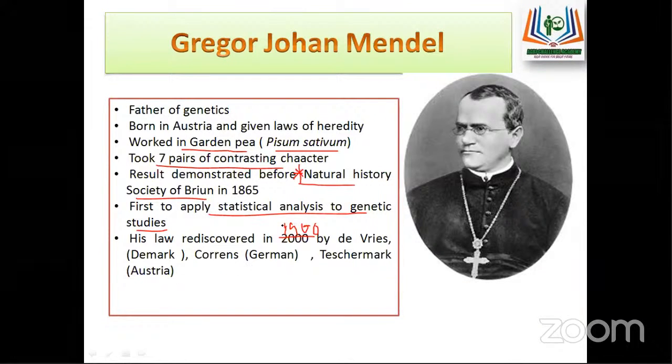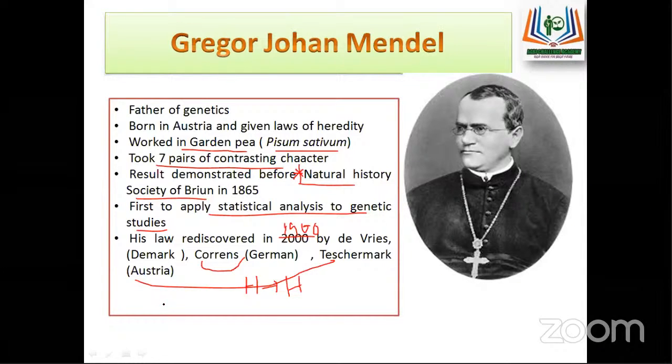You can remember it like this: Hugo de Vries is from Holland, sometimes also called Denmark by mistake. H for H: Hugo de Vries for Holland. Then ATGC, which you know from DNA: C for Correns and G for Germany, and Tschermak for Austria. That's how you can remember it.